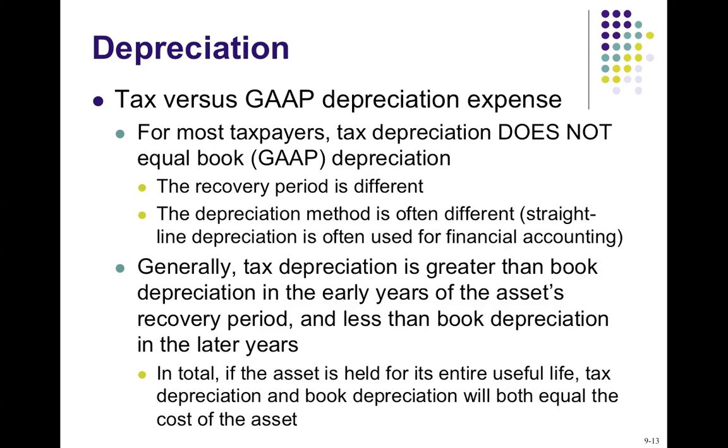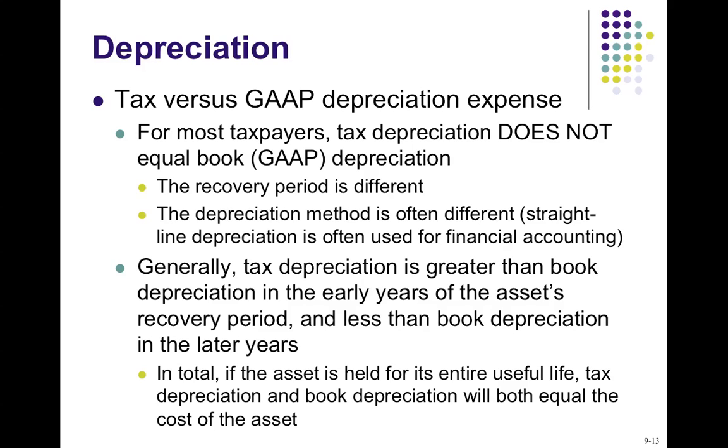Okay, so that's one reason why the number is oftentimes different: the recovery period is different. The second reason that tax depreciation is oftentimes different than book depreciation is we're using a different method. For book purposes, we're using straight line depreciation most of the time, and most of the time we're using an accelerated method for tax depreciation. So what does this result in?